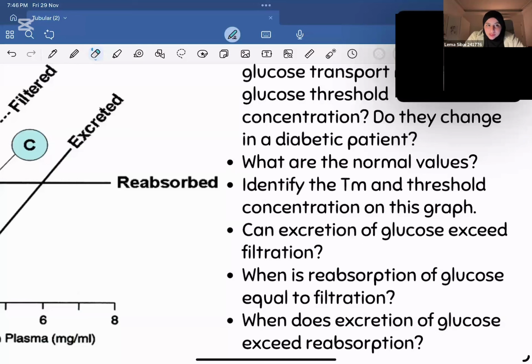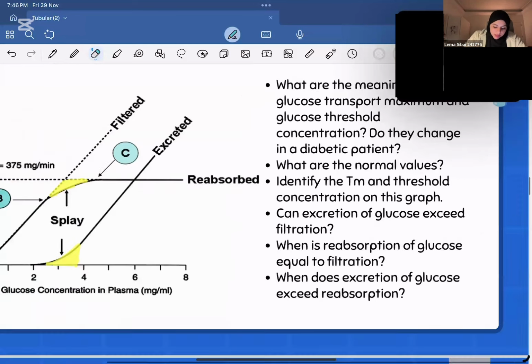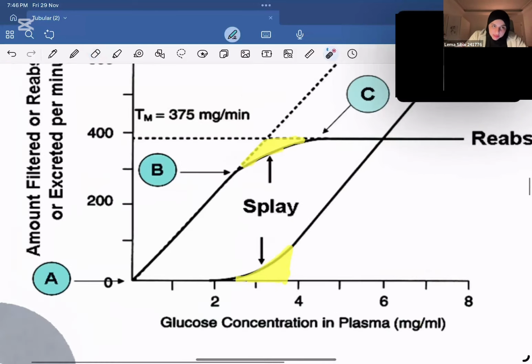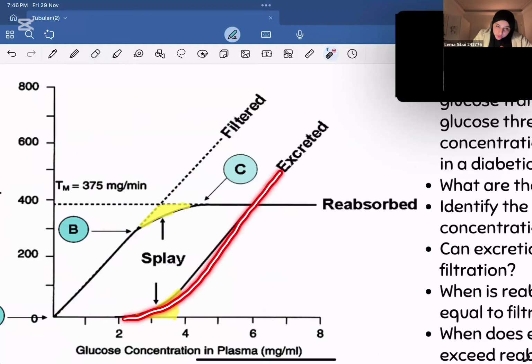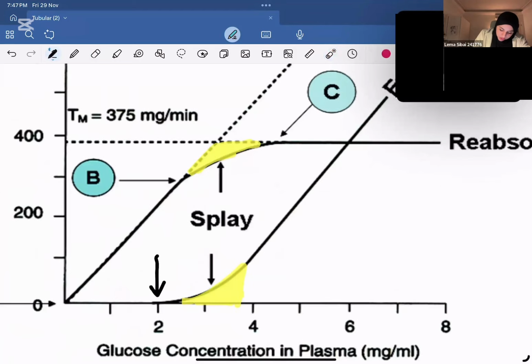Okay, threshold is 200. Yes, you do need to know these, they're actually really important. They're really easy. Threshold is right over here, as soon as the glucose is being excreted in the urine, this is when you call it threshold concentration. This is threshold concentration. Let me write that down. This is threshold concentration. This is transport maximum.